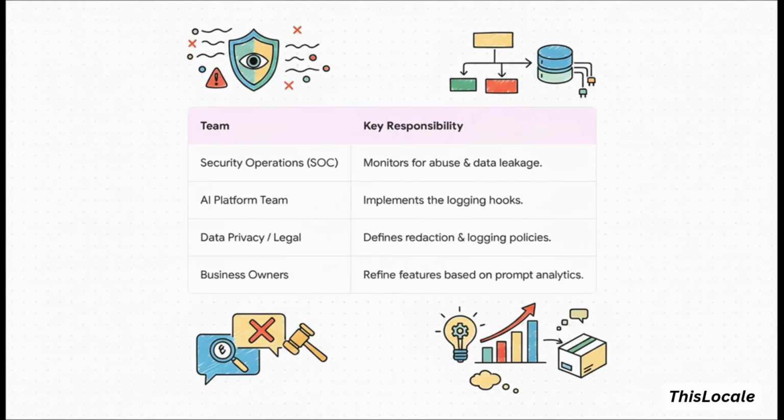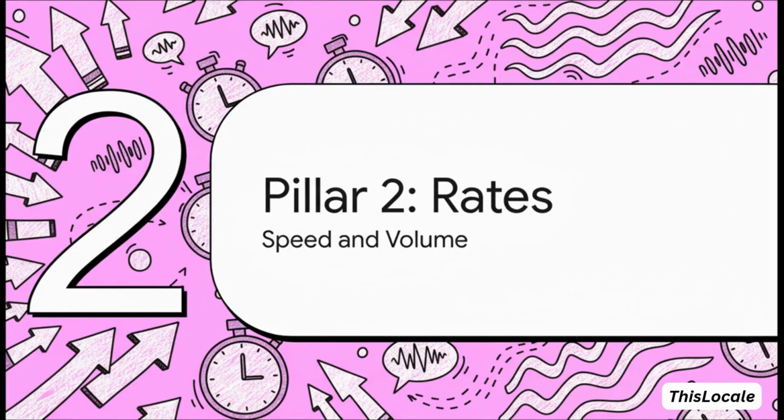Now, what's so interesting here is that this is a total team sport. Your Security Operations Center, your SOC, they're on the front lines watching for abuse, but they can't do anything unless the AI platform team actually builds in the logging. And even before that, your data privacy and legal teams have to set the rules on what you can log and what has to be redacted. Heck, even the business owners have a stake in this, using the analytics from these prompts to make the product better.